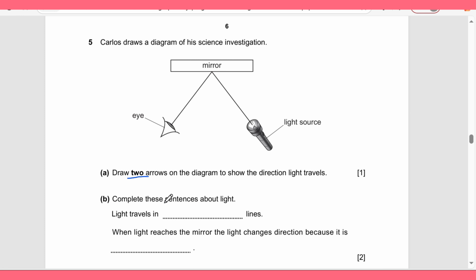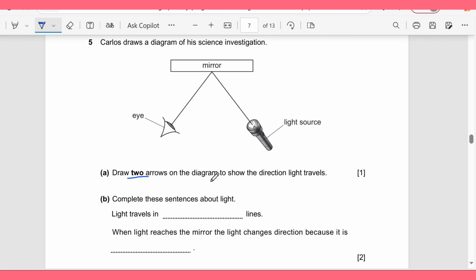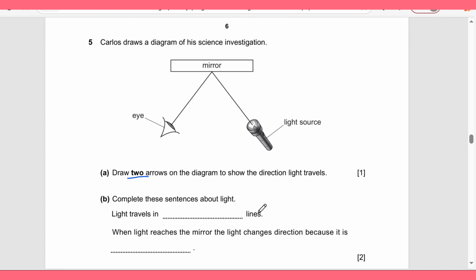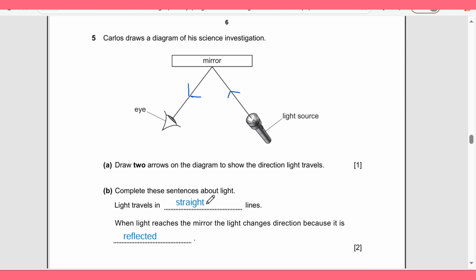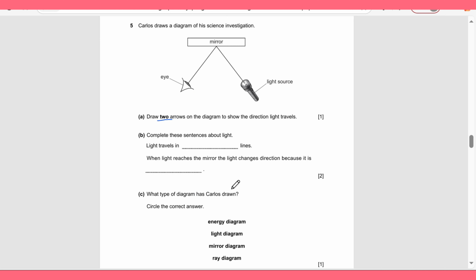Let's move on. 5b. Complete these sentences about light. Light travels in blank lines, and when light reaches the mirror, the light changes direction because it is blank. Okay, let's check out the answer, guys. Light travels in straight lines, and when light reaches the mirror, the light changes direction because it is reflected. This is called reflection.